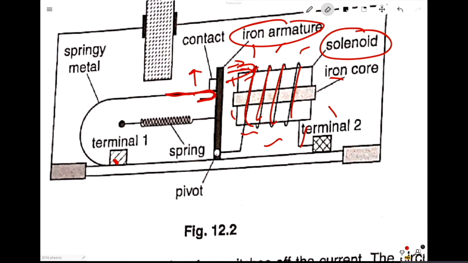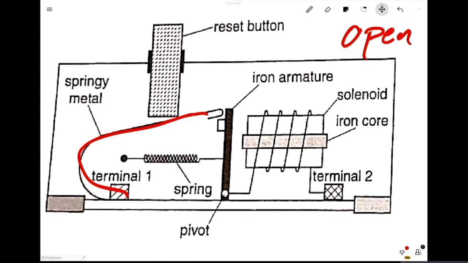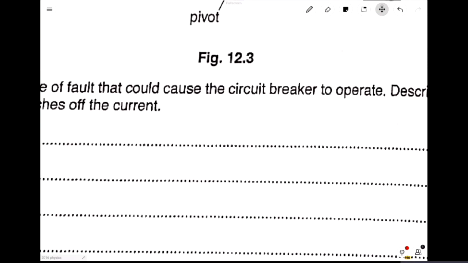But why would it move up if it becomes attracted? This is a springy metal. It's trying to move up but can't because of this little thing. But now there's too much current, so it moves forward. The iron armature gets attracted to the solenoid. So this thing moves up, and you get an open circuit. Open circuit means no electric current.